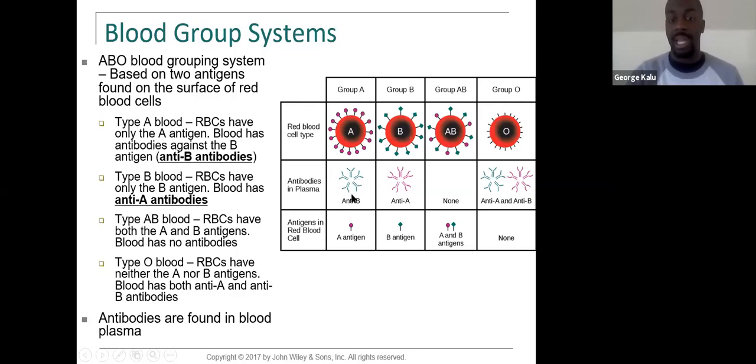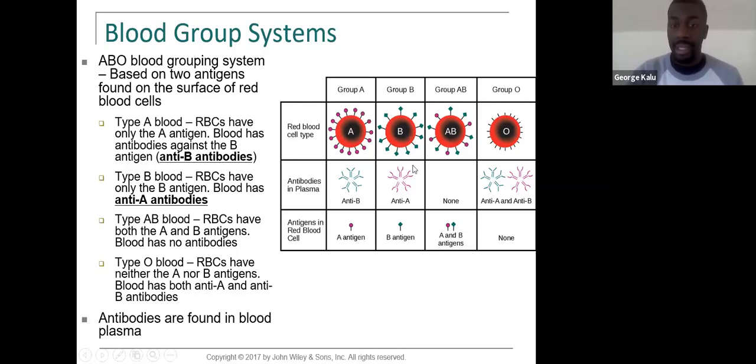So if they come into contact with any type B blood, their antibodies are going to start fighting against that B blood, to help form an immune response against foreign substances. Now, if you're looking at type B blood, that individual is going to have anti-A antibodies. So again, you're producing antibodies against whatever you do not have on your red blood cells.